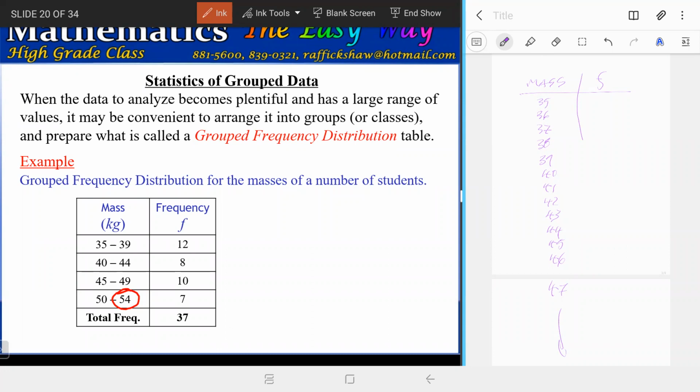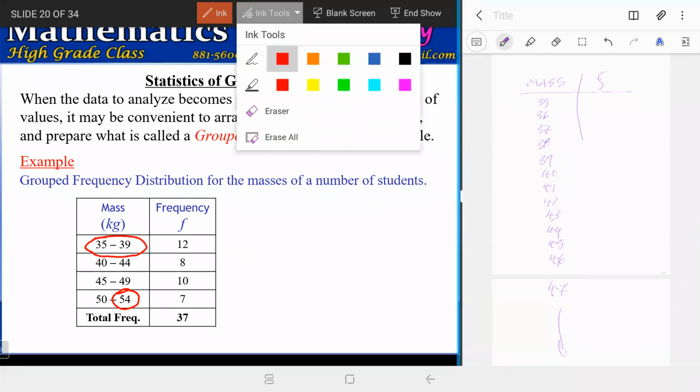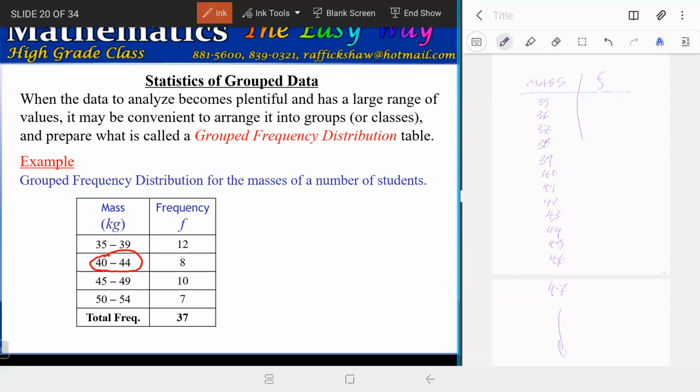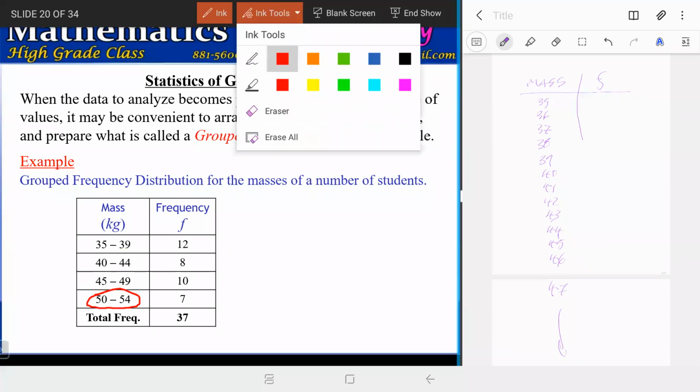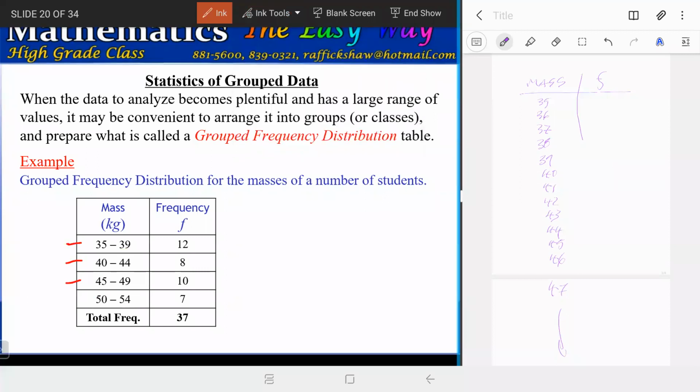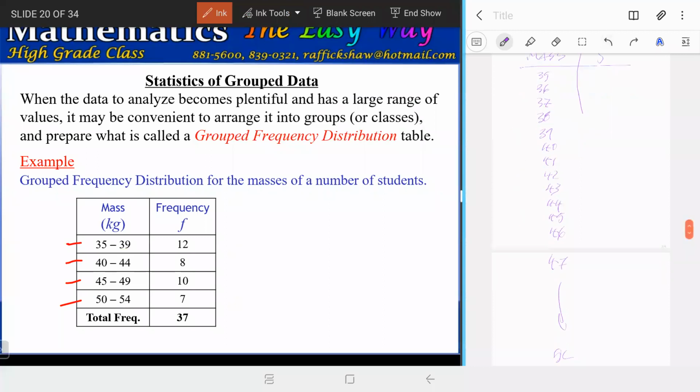And that is why, instead of listing them that way, you put them in groups. So you make a group of 35 to 39, a group of 40 to 44, a group of 45 to 49, and a group of 50 to 54. And so you only have now 1, 2, 3, 4 lines instead of all these lines. Understand, my students? Yes, sir. That is why you have to group them.